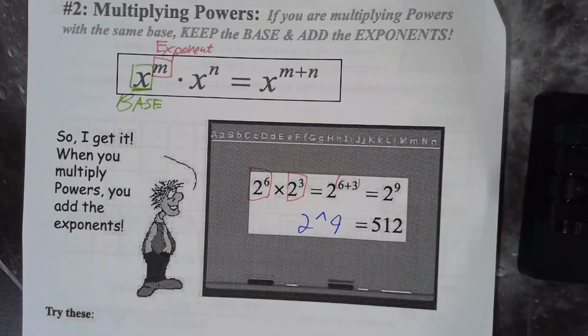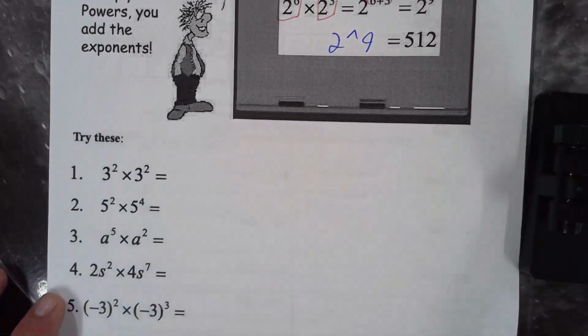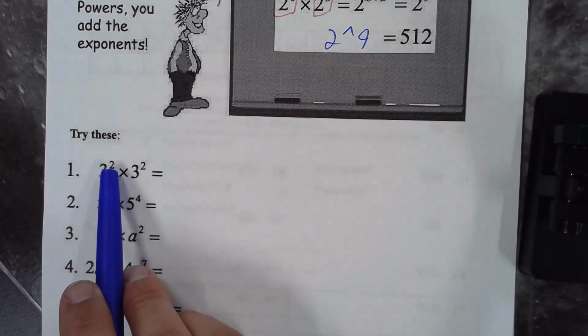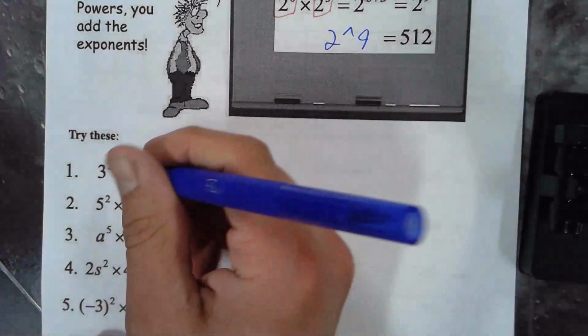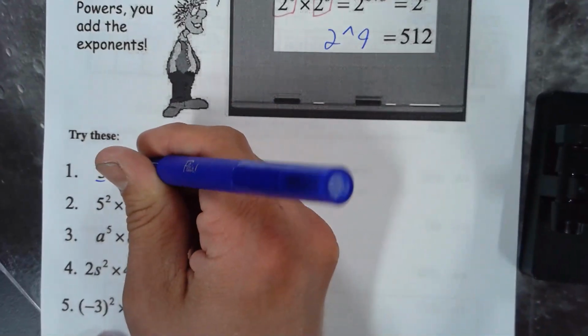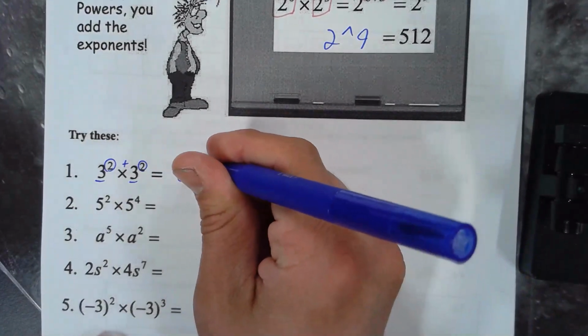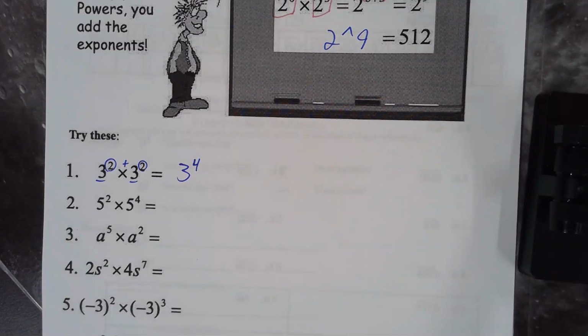So let's try some examples together. I'm going to show you some examples of things that will work, and then we'll get to some examples of things that won't work. 3 squared times 3 squared, or 3 to the power of 2 times 3 to the power of 2. Because I have a base of 3 in both of these, I'm adding the exponents. So 2 plus 2 is what? 4. So this is 3 to the power of 4. And I'm not going to calculate the answers right now. I just want to show you guys how to combine them.